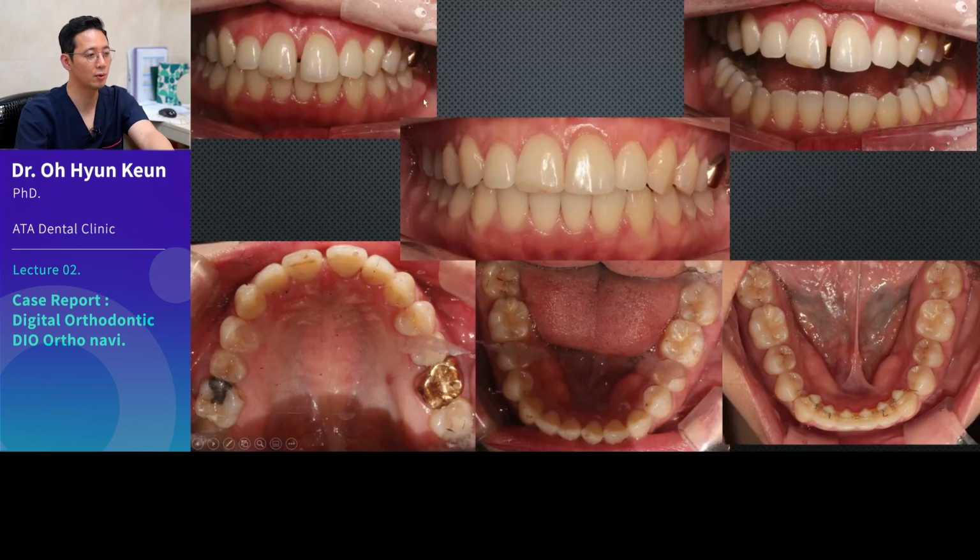As you can see here, canting is severe, and there's a space also. In cases like this, we need vertical control. So we've bonded for the mandible on the inside. Please forgive the photo quality here. And for the maxilla, we need to close a gap with a pushing force from the molars on the left side to the canine, and we treat them using a clear aligner.